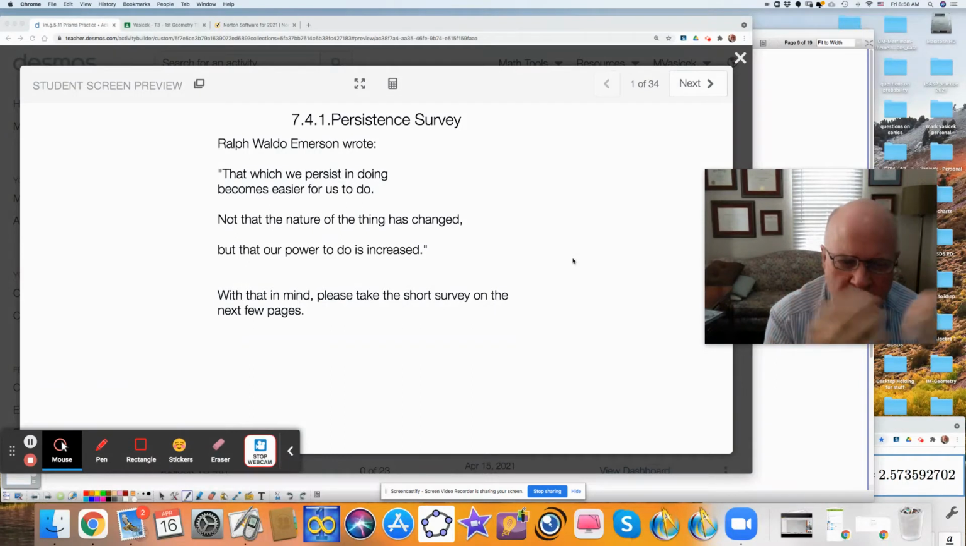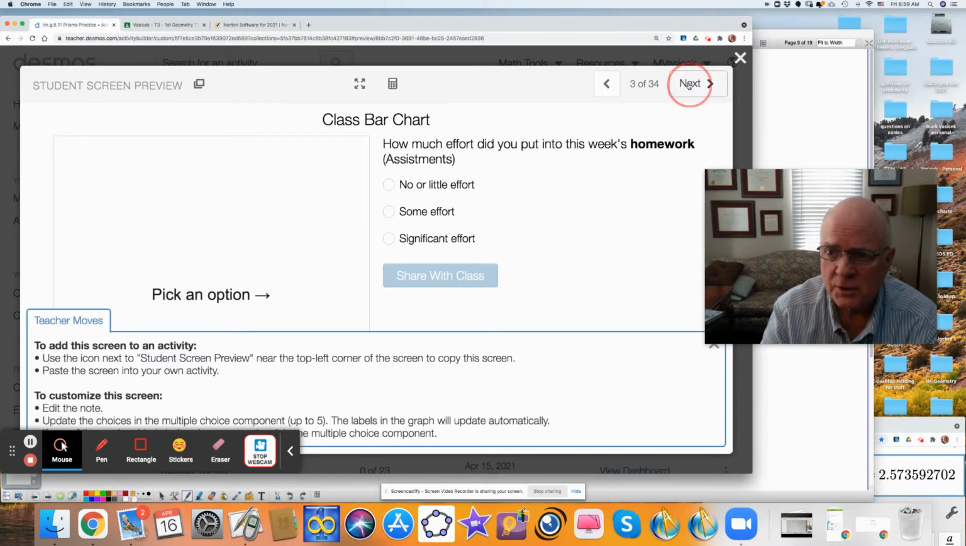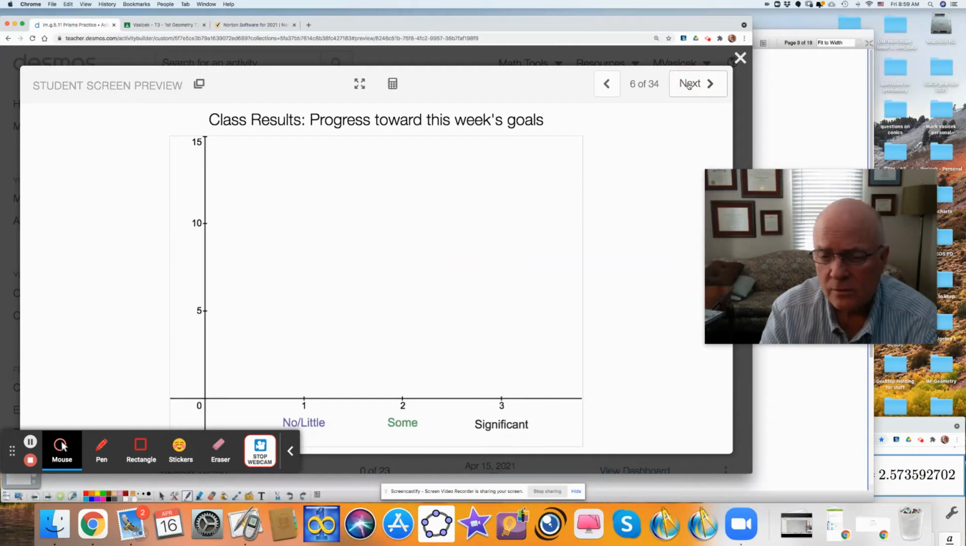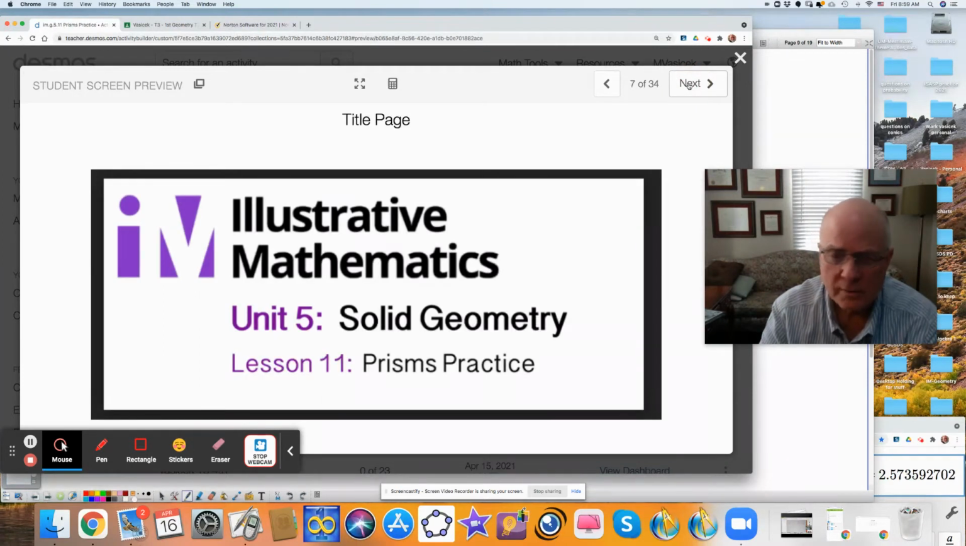And I'd like to point out to you at the very beginning, I have this quote by Ralph Waldo Emerson: "That which we persist in doing becomes easier for us to do. Not that the nature of the thing has changed, but our power to do it has increased." So if you were to work on the problems that I've asked you to do and do the work, you get better at it. That's the bottom line.